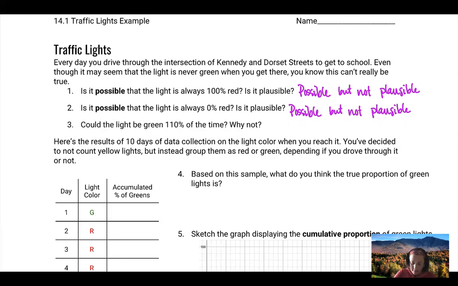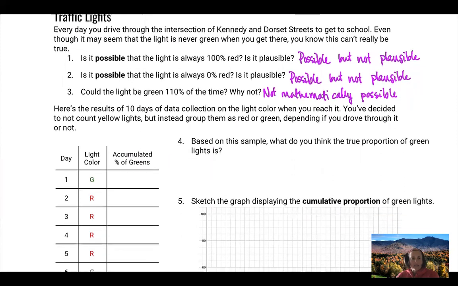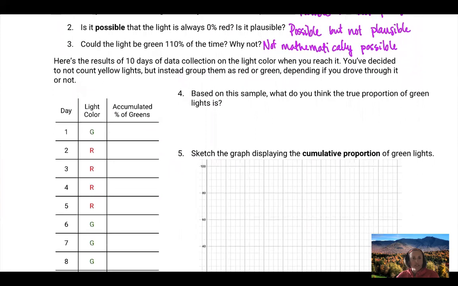This one is not mathematically possible. With probabilities, they can only be between 0 and 100%. They can't be negative numbers. They can't be bigger than 100%. So in order to investigate this, is the light really never green when we get there? We go out and we collect 10 days worth of data and we record it in the sheet below.